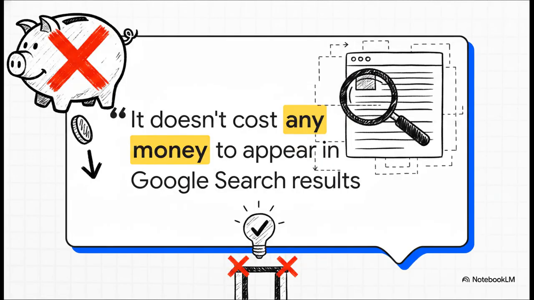And that brings us to a really crucial reality check straight from Google's own documentation. Quote, "It doesn't cost any money to appear in Google search results no matter what anyone tries to tell you." End quote. It is so important to keep this in mind. There is no secret paid toll booth for AI search visibility. It all comes right back to whether your page meets the requirements and actually serves the user.